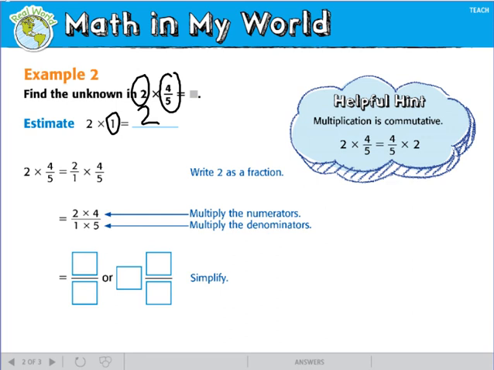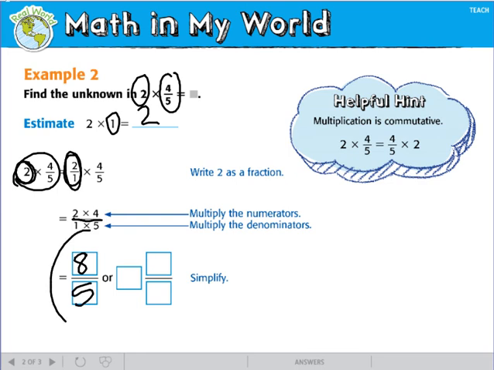All right. So here we have the same thing. 2 times 4/5. Look at our number 2. They put it over 1, so it's a fraction. Then we extend our bar. Both of our numerators are on top, 2 times 4. Both of our denominators are on bottom, 1 times 5. 2 times 4 is? 1 times 5 is?